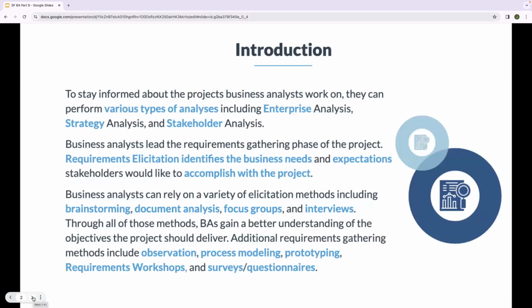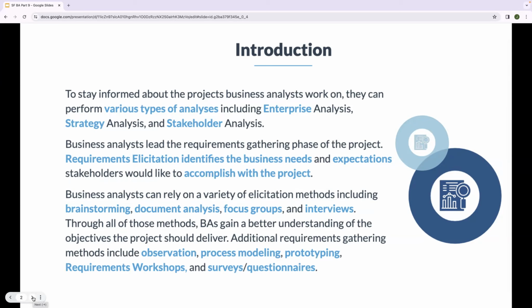To stay informed about the project business analysts work on, they can perform various types of analysis, including enterprise analysis, strategy analysis, and stakeholders analysis. Business analysts lead the requirement gathering process of the project. Requirement eliciting identifies the business needs and expectations stakeholders would like to accomplish with the project.